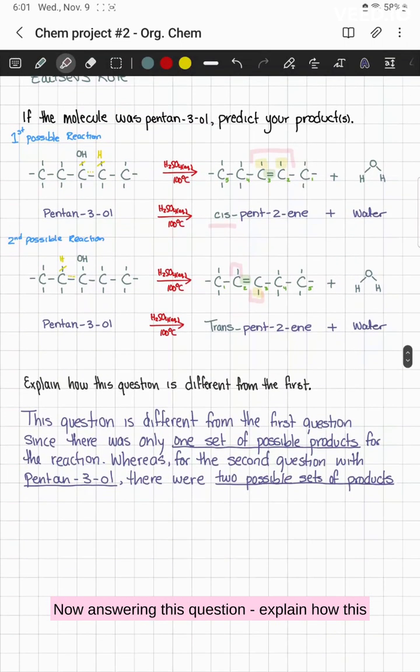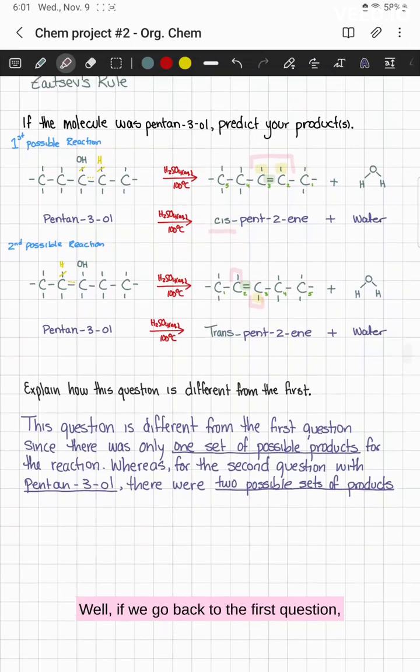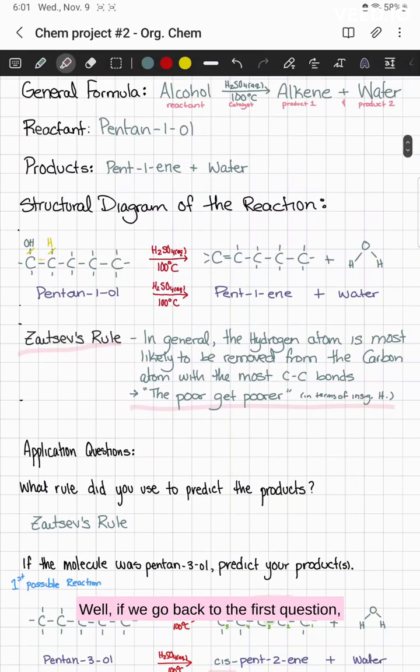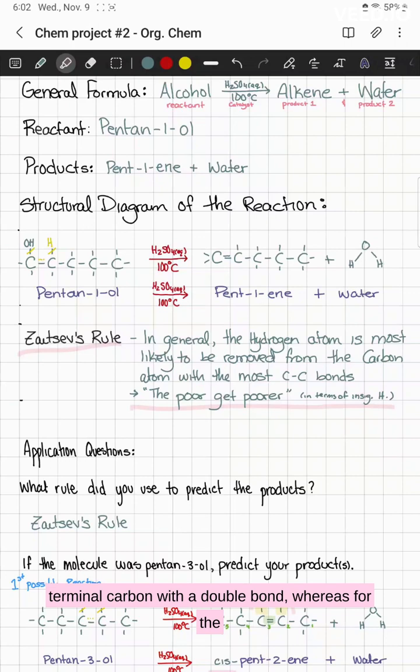Now, answering the question, explain how this question is different from the first. Well, if we go back to the first question, we can see that the reactants are different. The first reactant is Pentan-1-ol, the second reactant is Pentan-3-ol. Secondly, the products that are produced in both vary. The first reaction, the product is always going to be one set of products, which is Pent-1-ene and water. There's no other way, there's no cis, no trans, because again, it's a terminal carbon with a double bond.